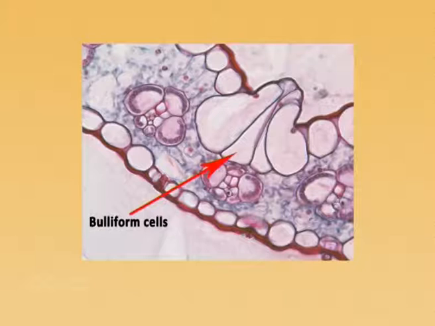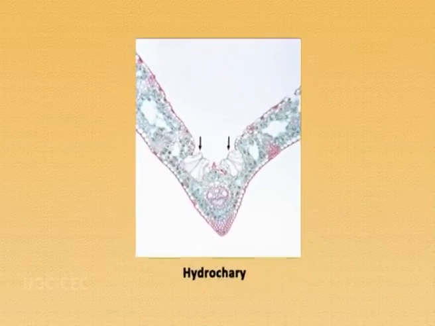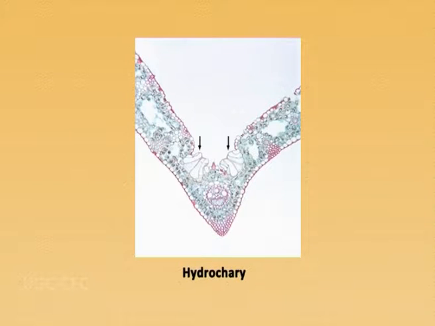The leaf epidermis on the adaxial surface in grasses has special bulliform or motor cells, which are large sized and which help in leaf rolling during water stress to hide the stomata from the external atmosphere, thus reducing water loss. This phenomenon is best called hygrochasy.